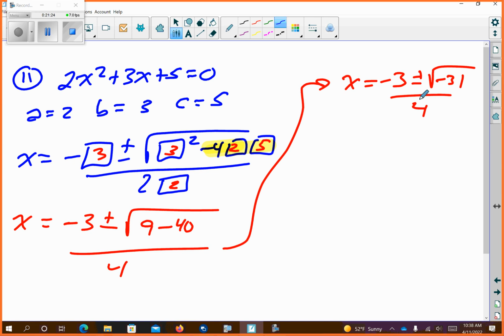But what have I said that needs to take place when you have this negative here? What should I do if I have that negative there? Negative under the radical, I put a letter. What letter? I. I root 31 over 4. That problem's done.